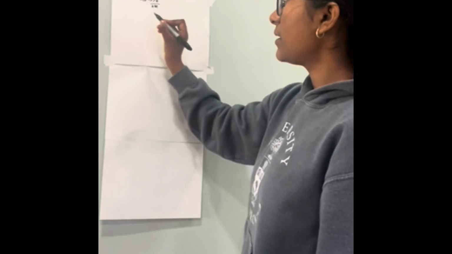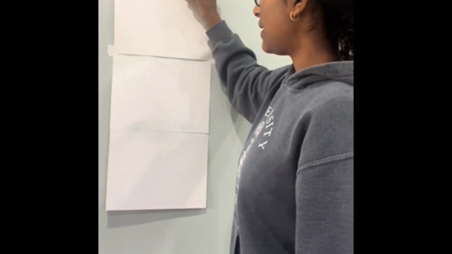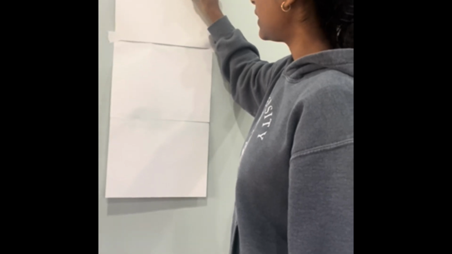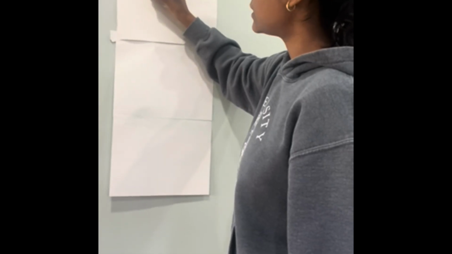Okay, so let's look at the bond capacity. So nitrogen has a bond capacity of 3. Bromine has a bond capacity of 1. So since nitrogen has a bigger bond capacity, it's going to be our central atom.